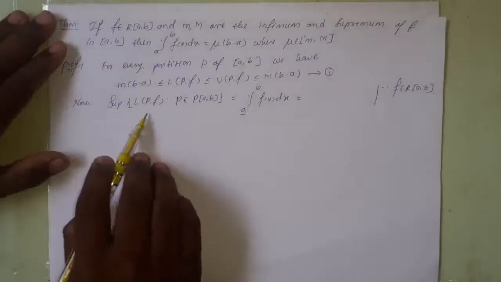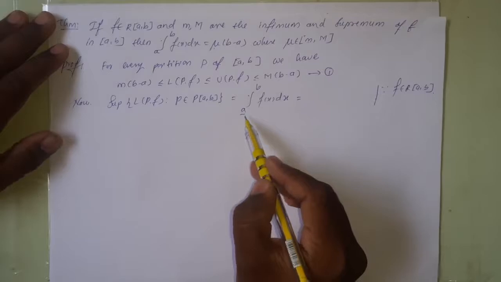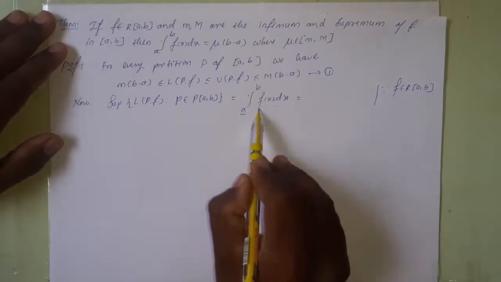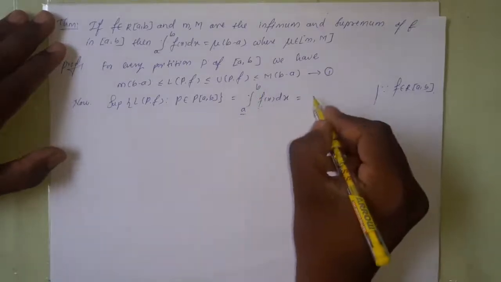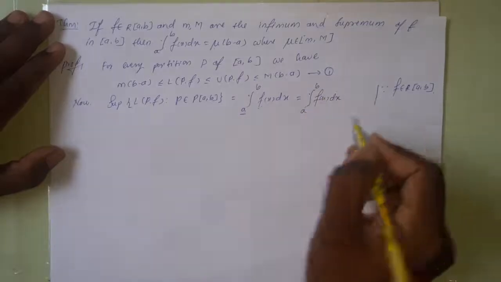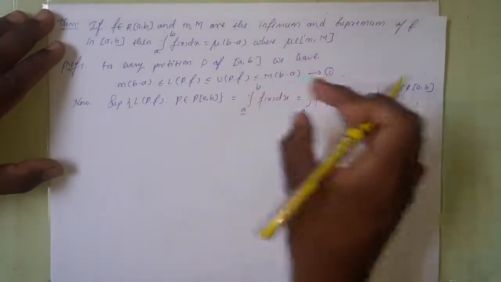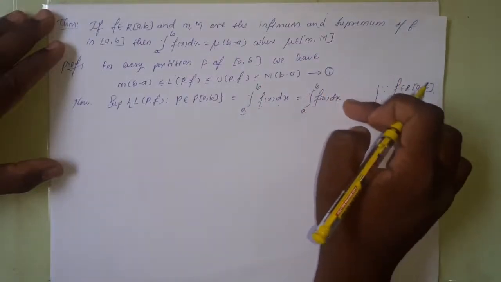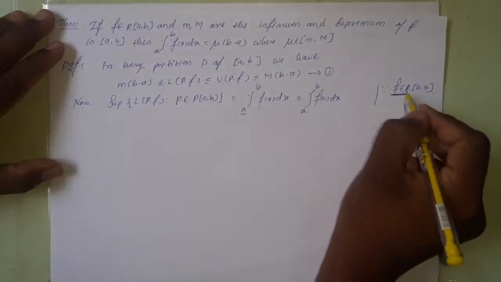So here the supremum of L(P,f) means the lower Riemann integral, and since f is a Riemann integrable function, we can replace this integral by the integral over a to b of f(x) dx. So the lower Riemann integral is equal to the common Riemann integral, since f is a Riemann integrable function, as it is given.